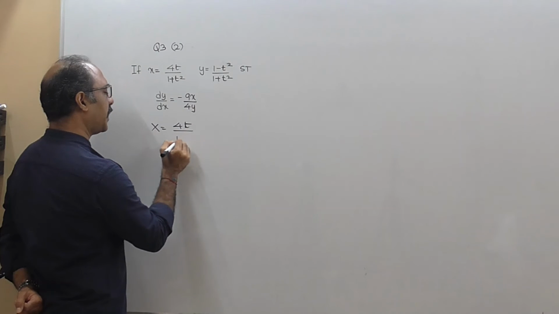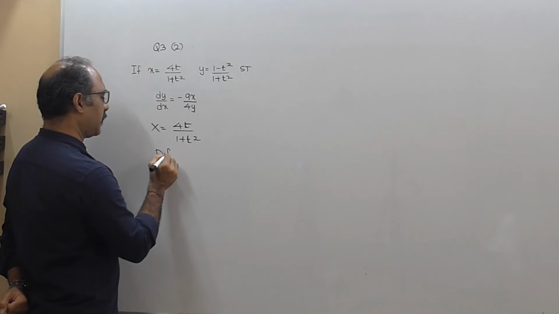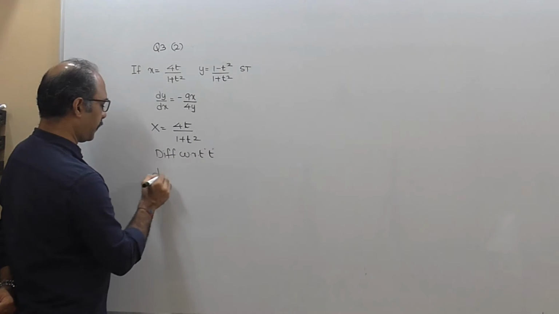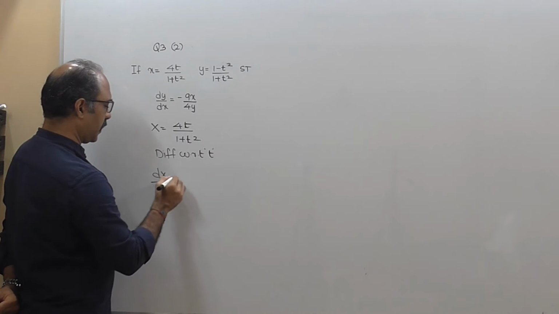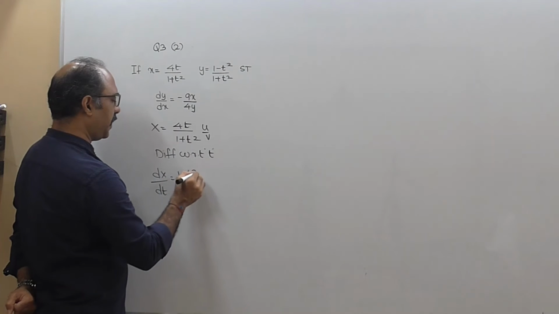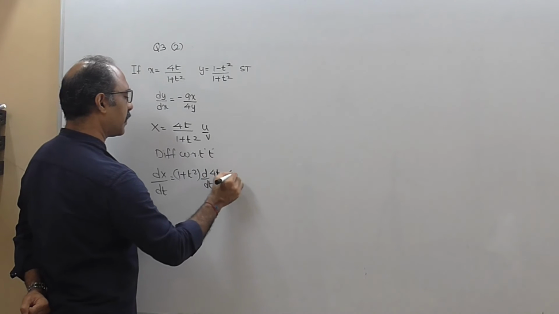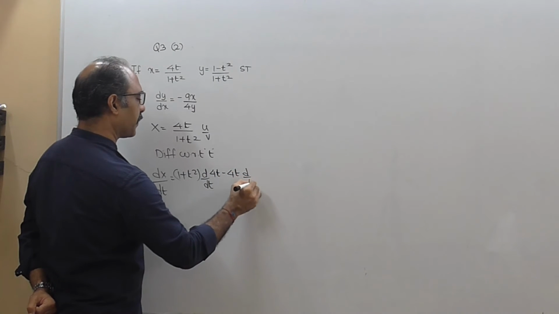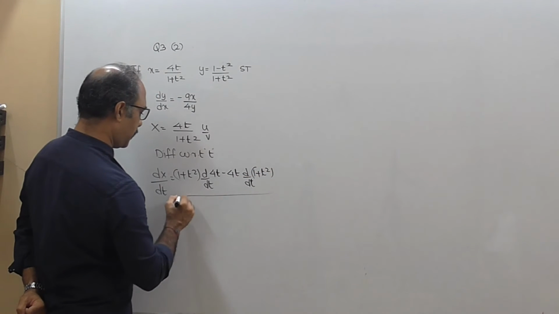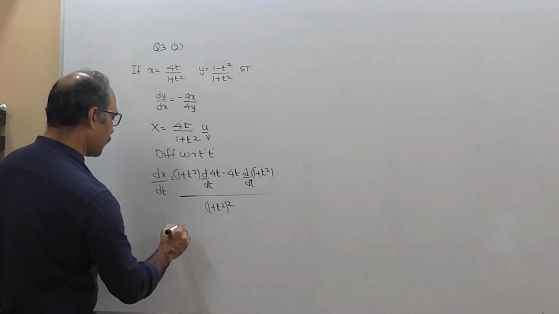X equal to 4t upon 1 plus t square. Differentiate with respect to t. dx upon dt. This is to be done by the u by v rule, which is v d by dt of 4t minus 4t d by dt of 1 plus t square, the whole upon (1 plus t square) the whole square.